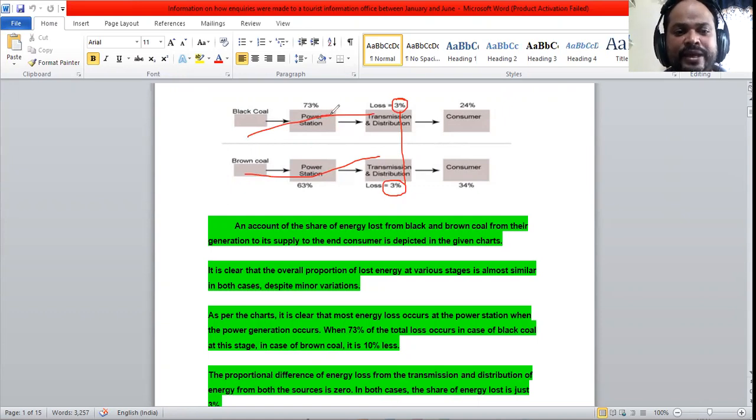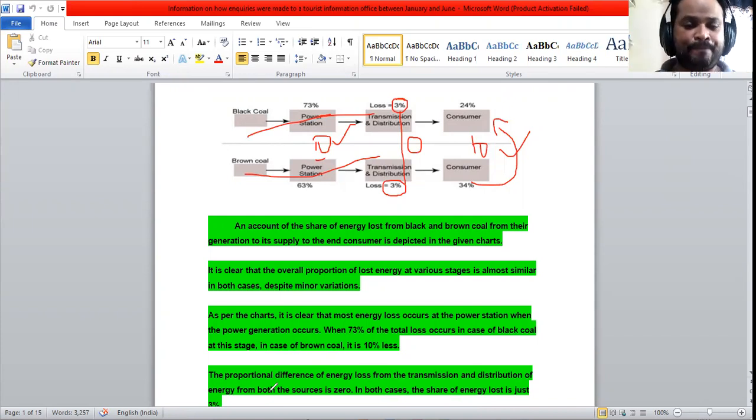Here 73 minus 63, it is 10. So the difference is 10. Here 34 minus 24, it is 10. So the difference is 10. So here it is 10, here it is 10. The proportional difference here is 0. You must have understood that. In both the cases, the share of energy lost is just 3%. Then I have to say, in both the cases, it is just 3%. My matter is clear there.